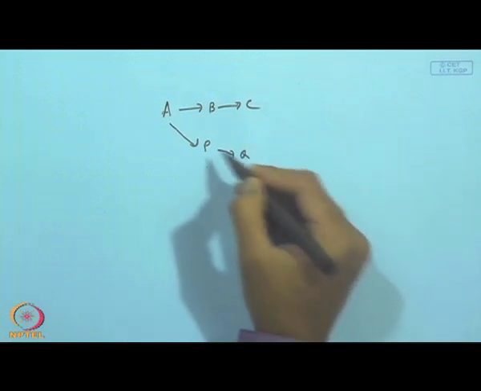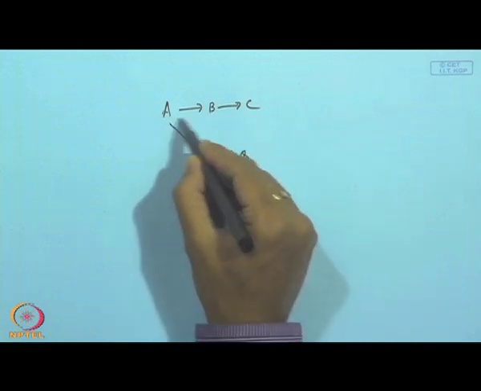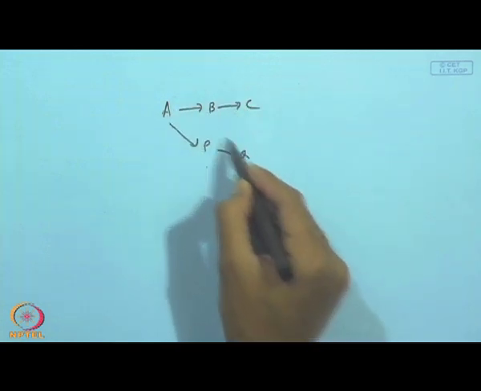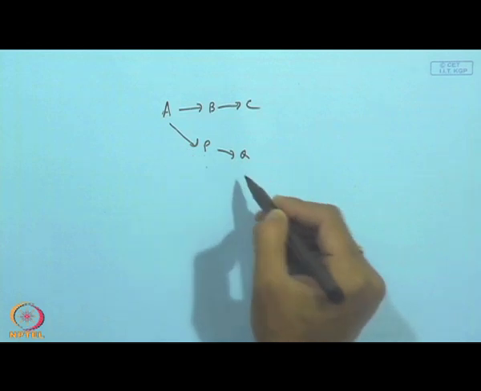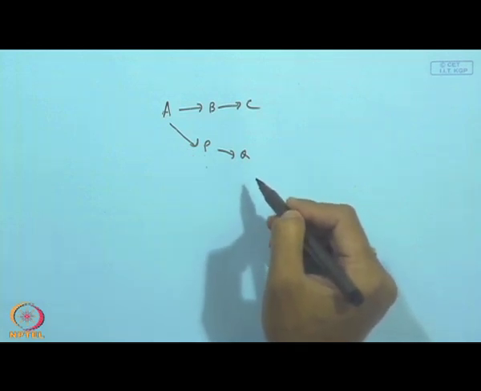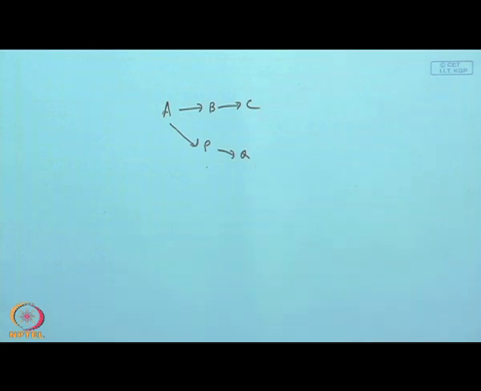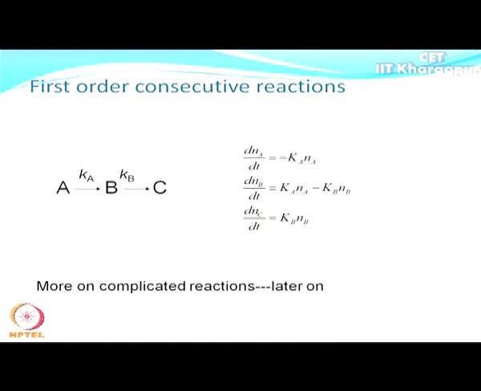Okay. So, this is a parallel reaction, this is one reaction, this is another reaction, and these two are happening in parallel. So, this puts further complication. These complex reactions we will take up later on.